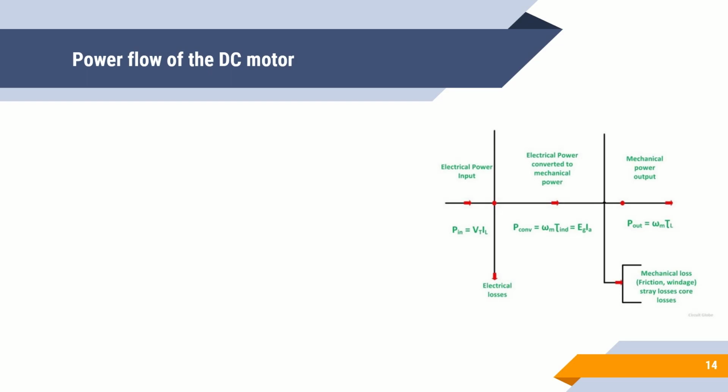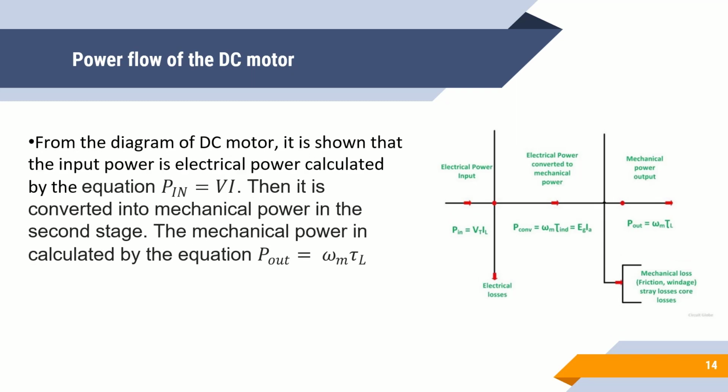Power flow of the DC motor. This graph illustrates the power flow of the DC motor. You can see that the input power is electrical power, which can be calculated by the multiplication of voltage and current. In the second stage, this electrical power is converted into mechanical power. And lastly, you get the mechanical power output.